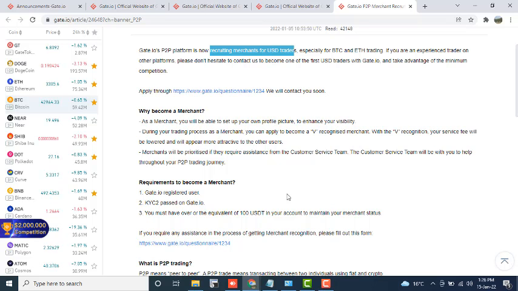So let's see what the requirements are to become a merchant trader on Gate.io. The first thing is you need to register on Gate.io, and the sign up link is already given in the description section. Just click on the given link and sign up by filling in the data required by Gate.io. The second thing is you need to complete KYC 1 and KYC 2. It is a very simple process.